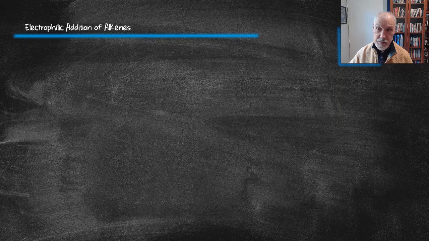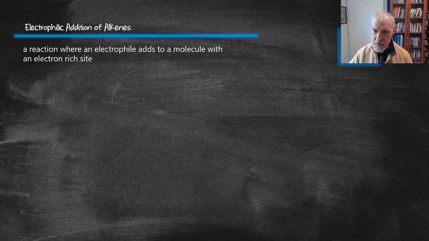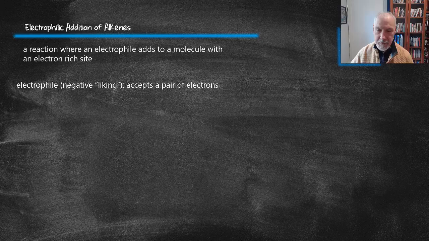This program looks at the electrophilic addition of alkenes. An addition reaction is where an electrophile adds to a molecule with an electron-rich site. Let's look at a few of these terms. First of all, an electrophile.